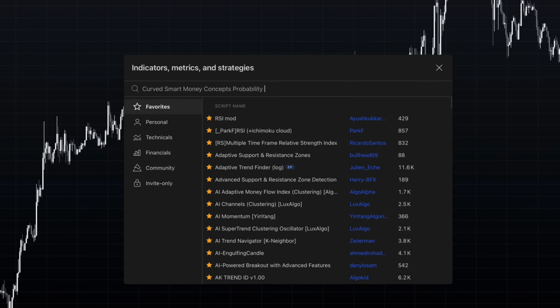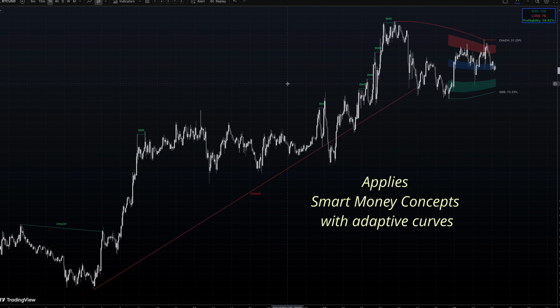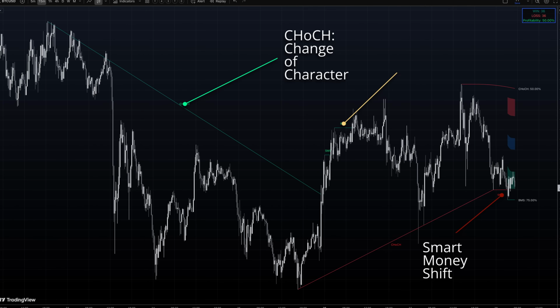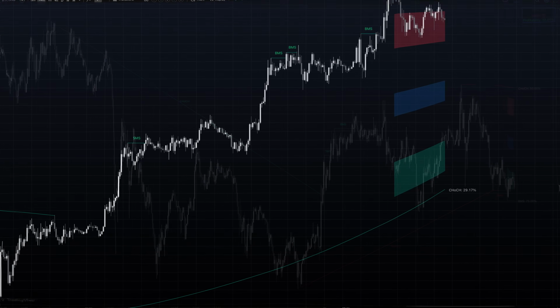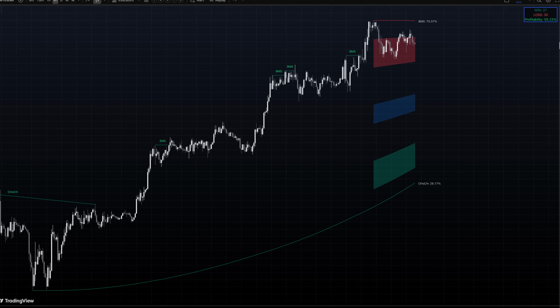Curved Smart Money Concepts Probability Indicator. Created by Zierman, this PineScript indicator applies smart money concepts methodology using adaptive curved structures. It identifies structural breaks in the market and calculates probabilistic outcomes for change of character, shift of market structure, and break of market structure patterns. It also integrates premium discount zones, aligning with institutional trading principles.